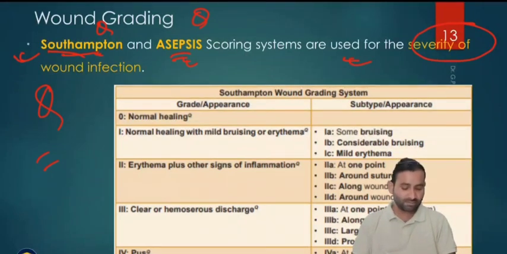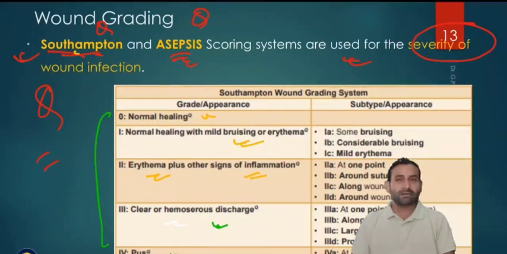Southampton system, though this is not important, if you want to remember the title you can remember. In the Southampton system, it uses normal healing with bruising, erythema plus other signs of inflammation. Another is clear and serous discharge. Another one is pus discharge, right? So this kind of criteria the Southampton system uses. If you are interested, you can see, otherwise it's not important in the exam.